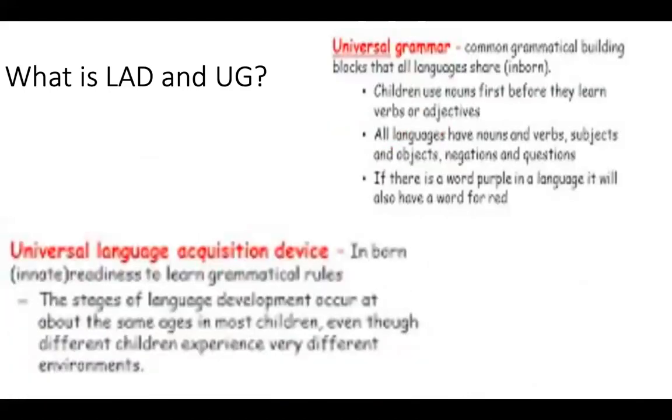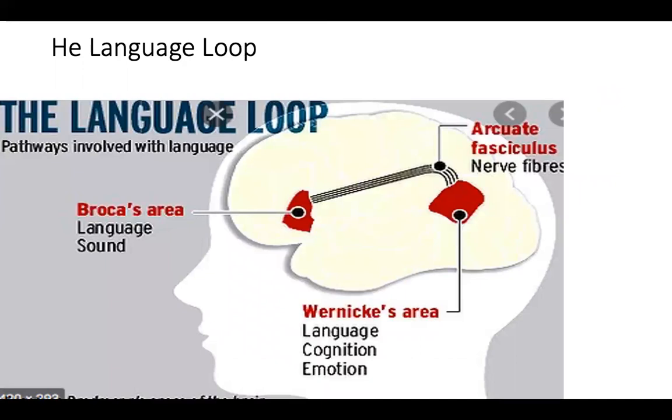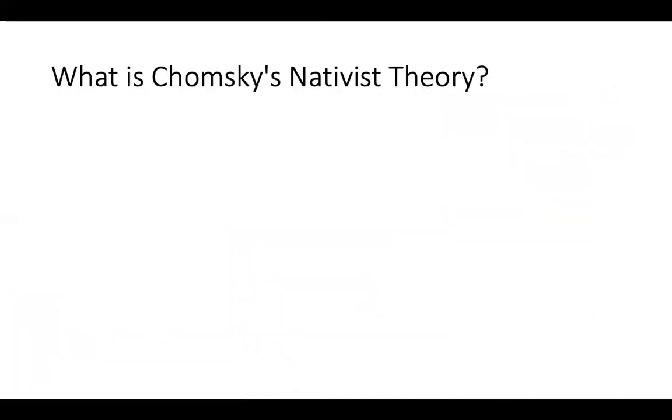So what is LAD? It's the language acquisition device, which means the innateness of children to learn a language, and universal grammar, meaning that they all learn at the same time, basically the same types of words, like a noun first, followed by a verb, followed by an adjective. And we looked at how Chomsky also discovered that different parts of the brain lights up when you learn things, the speaking, the listening, the understanding.